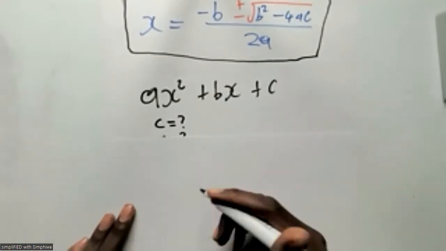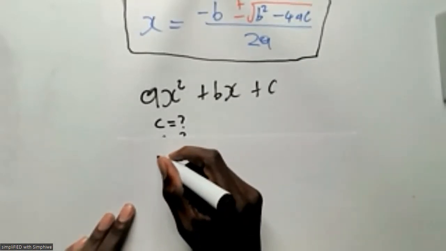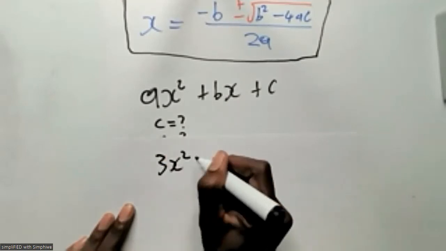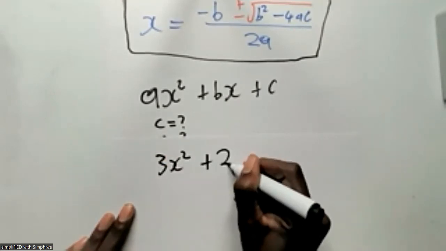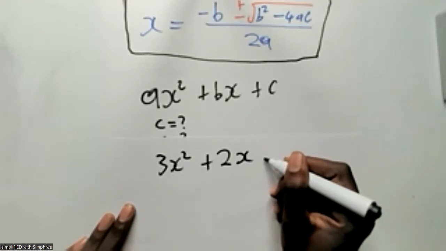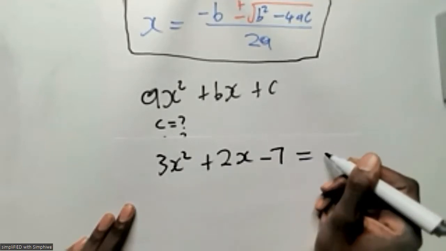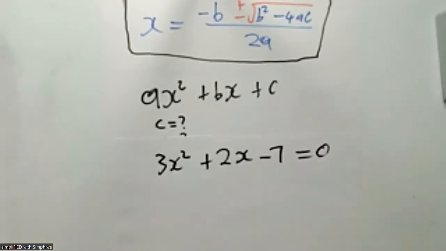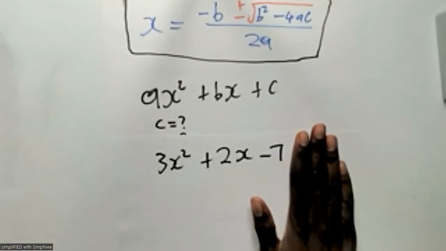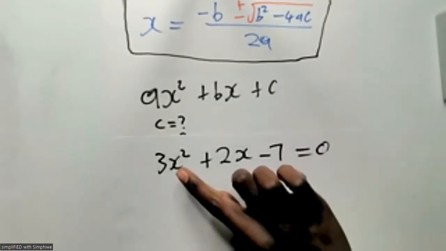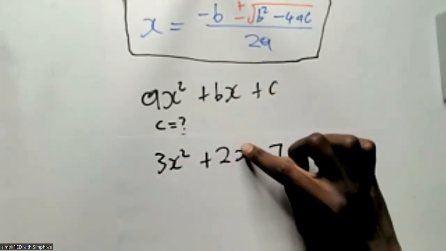So suppose we have 3x squared plus 2x minus 7 is equal to 0. Or even if it doesn't equate to anything, we can still relate it.